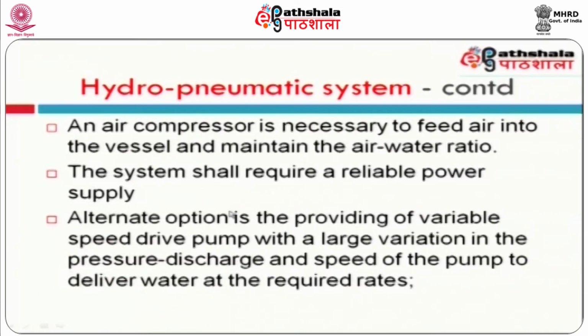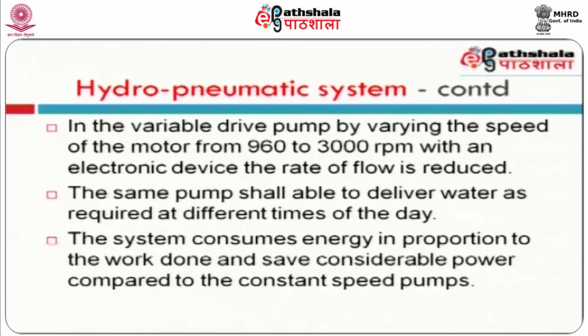So, as an alternative to the hydro-pneumatic system, we can provide variable speed drive pumps. Nowadays the variable speed drive pumps are available. The speed is automatically adjusted according to the demand in the distribution system or drawal system. In the variable drive pump, the speed of the motor varies from 960 rpm to 3000 rpm, with an electronic device which controls the rate of flow. The same pump shall be able to deliver water as required at different times of the day.